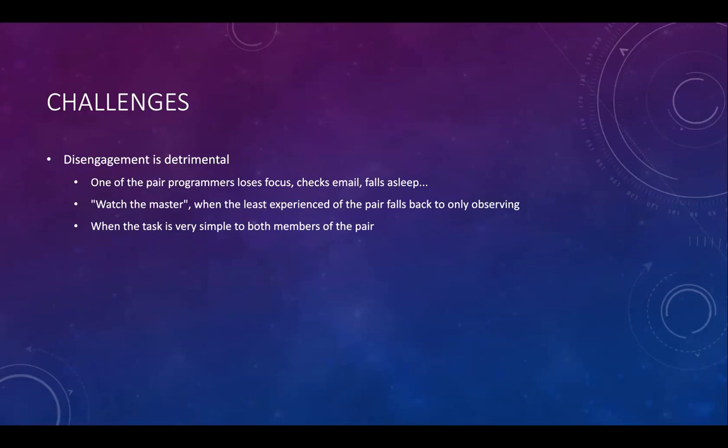And as I mentioned earlier, simple tasks can be a bit challenging with pairing, or just maybe not as effective, for this exact reason, because it's easier for one of the two people to disengage.